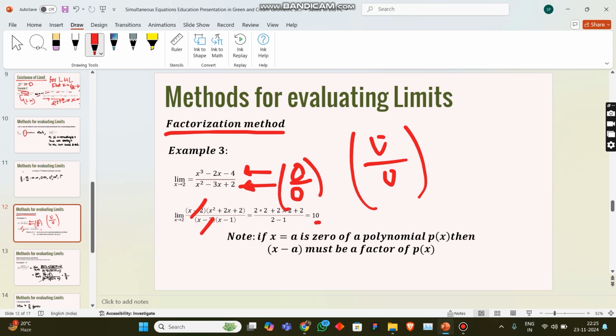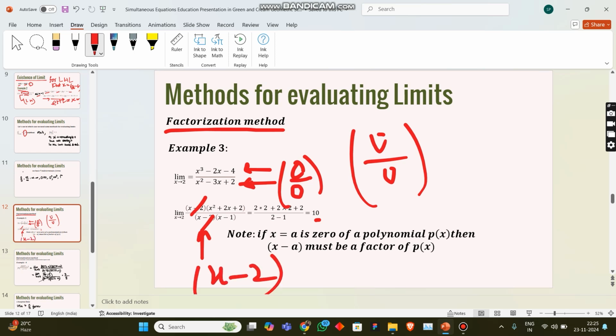But we have cancelled out the factor which was causing the 0 part, like the x minus 2 part, right? For this, if we put x equals 2, then it will become 0. So eventually this factor is causing the 0 value. Okay, so this is how we can factorize and calculate the limit.